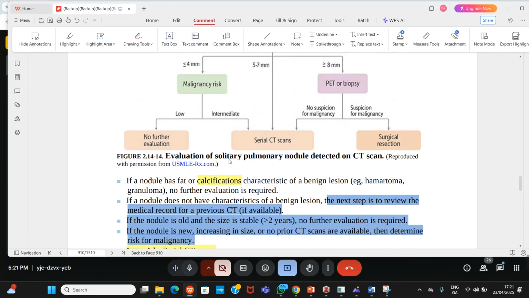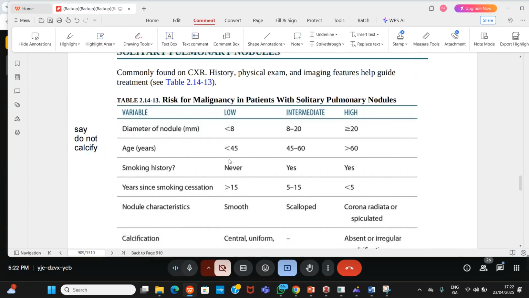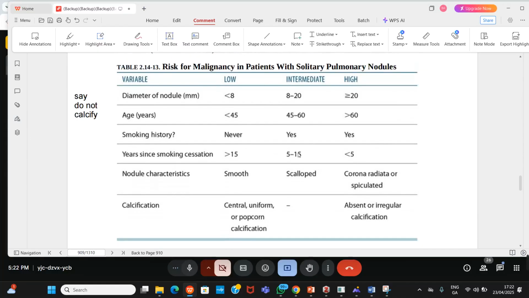It has been there. So if it's stable, not changing, the size is not increasing, you can say that it is benign. So an old nodule that has no changes in size or pattern is likely to be benign. So you don't need to do any further evaluation.